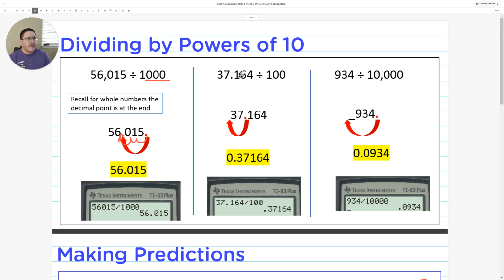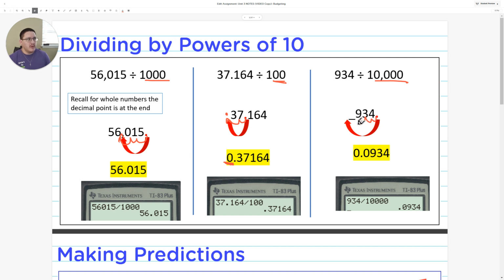Okay, so 37.164 divided by 100, we have 2 zeros. You're going to move the decimal point to the left once, twice. If you don't have anything on the left of that decimal, just fill it in with a 0. And then you have something with 4 zeros that we're going to move 4 times.